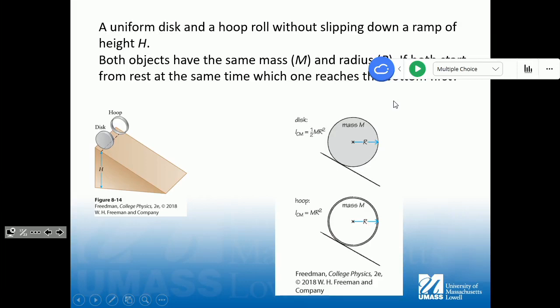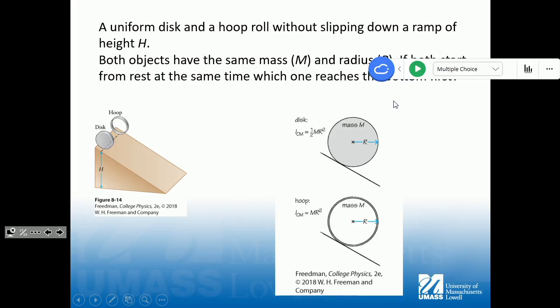How many people think they're moving at the same speed at the bottom? Okay, that's a very encouraging sign. Maybe. Most people just equate it, like the total energy is the same, and so it must be moving the same speed at the bottom, which is not necessarily true. How many people think the block gets there first? How many people think the ball gets there first?